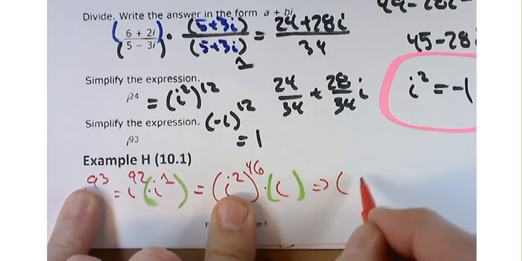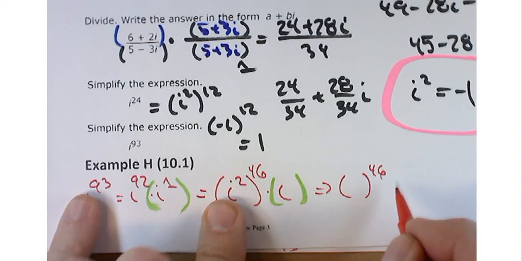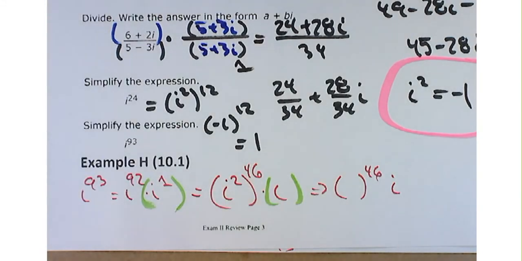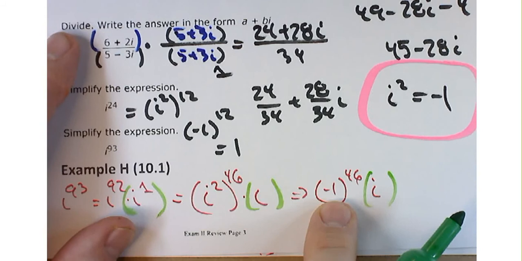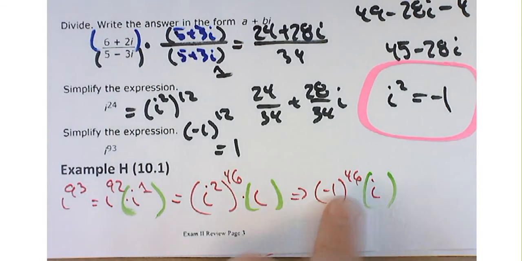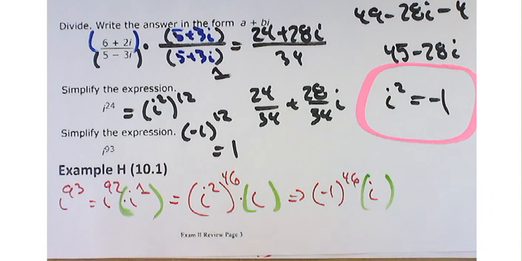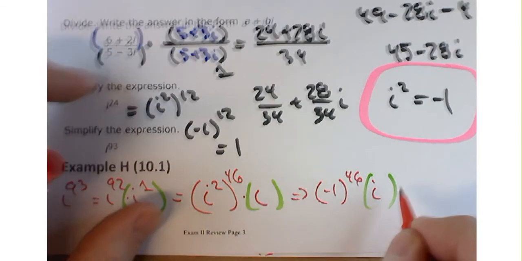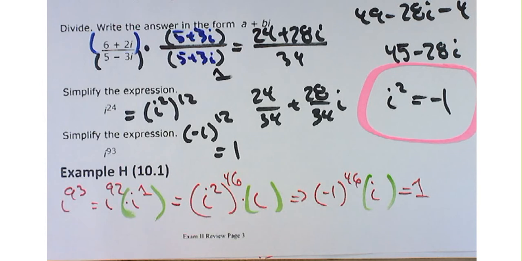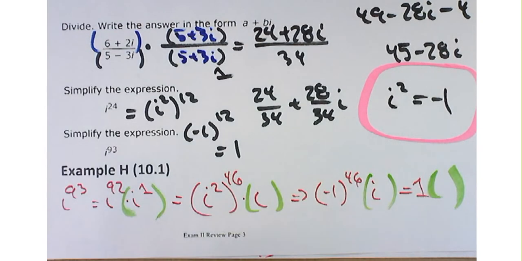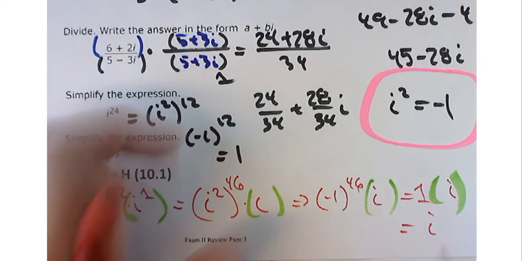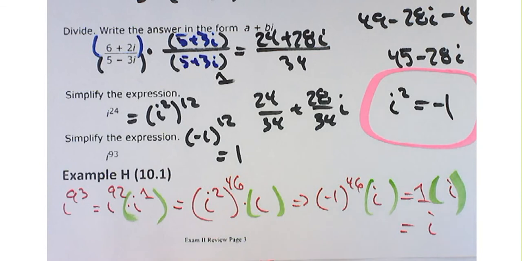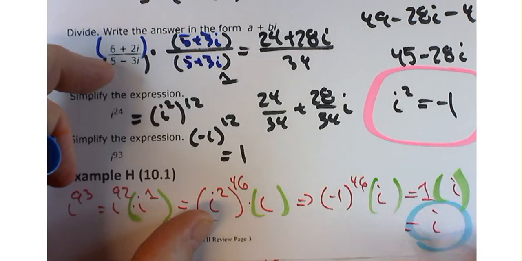What can I simplify here? Yeah, i squared is -1. So I have -1 to the 46th power times i. -1 to an even power is +1. So it's just going to be 1 times i. And 1 times i is just i. And that is your final answer. And that is your review.